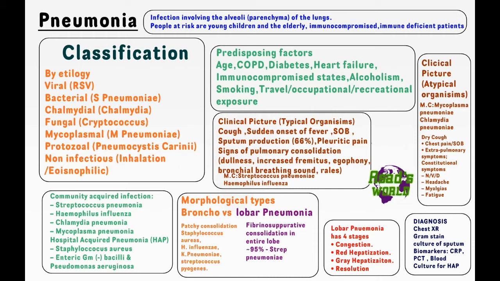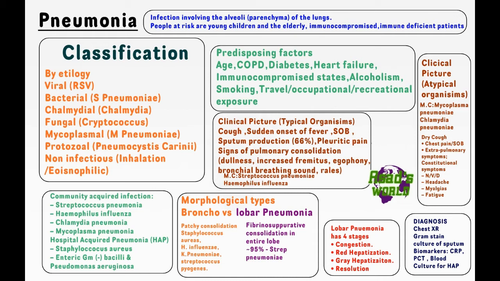Now, what are the morphological types? There are two morphological types. There is broncho and lobar pneumonia. In bronchopneumonia, there are patchy consolidations, and this is caused by Staph aureus, H. influenzae, Klebsiella pneumoniae, and Streptococcus pyogenes.